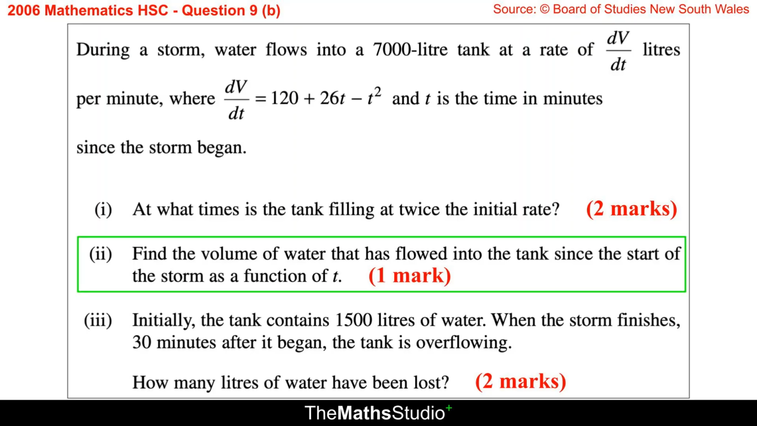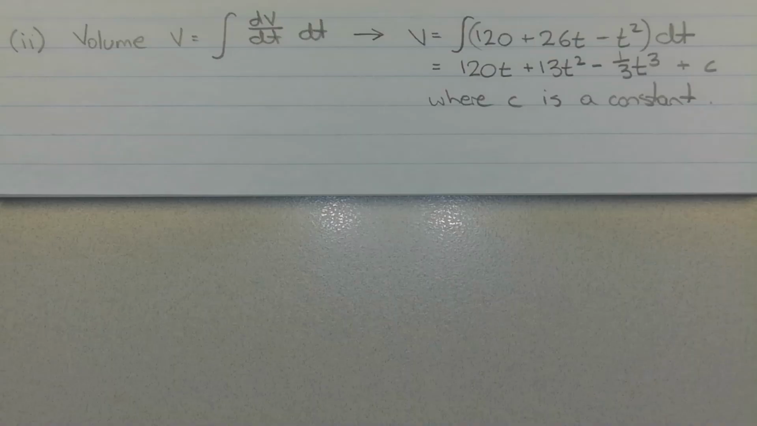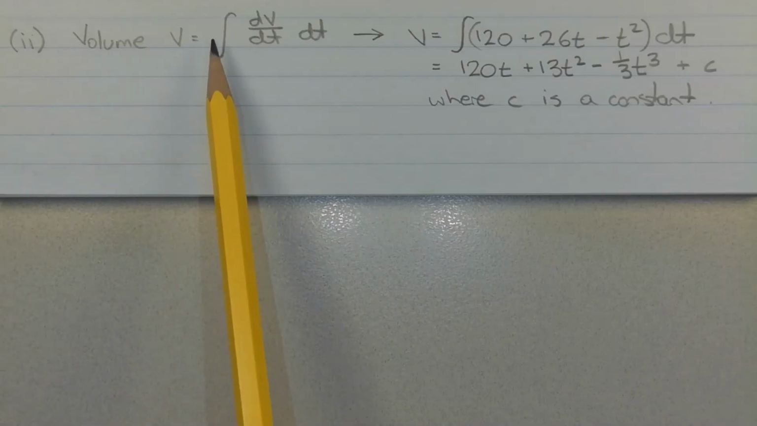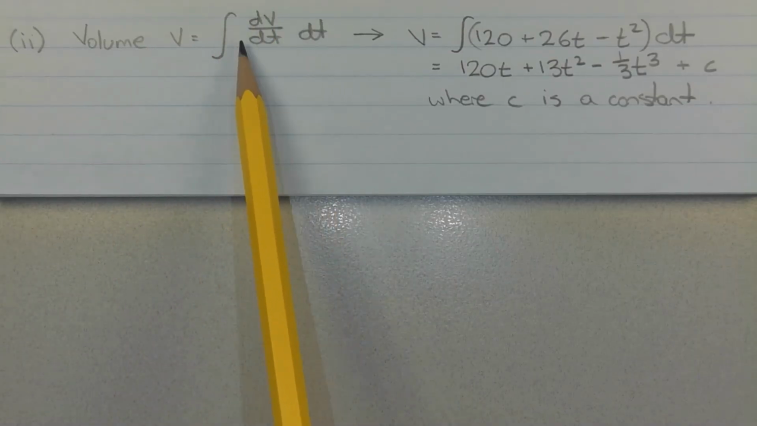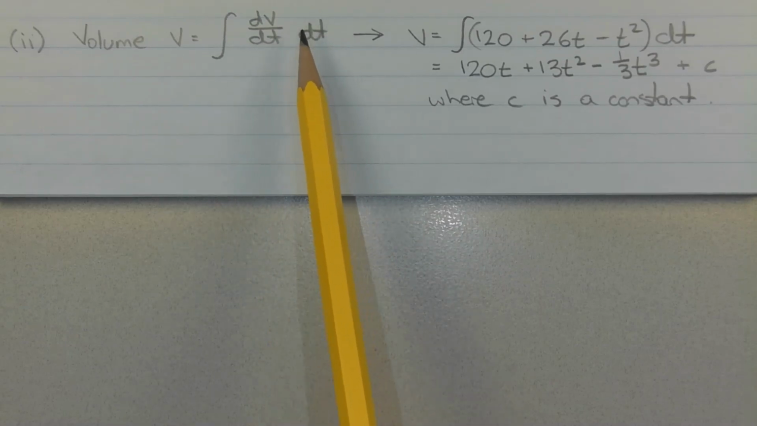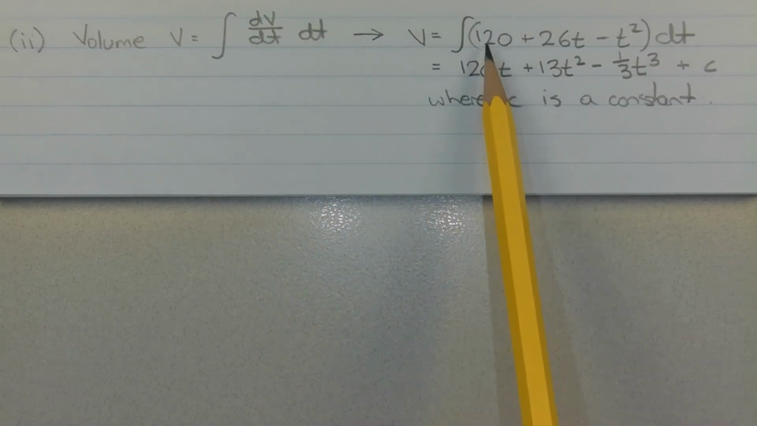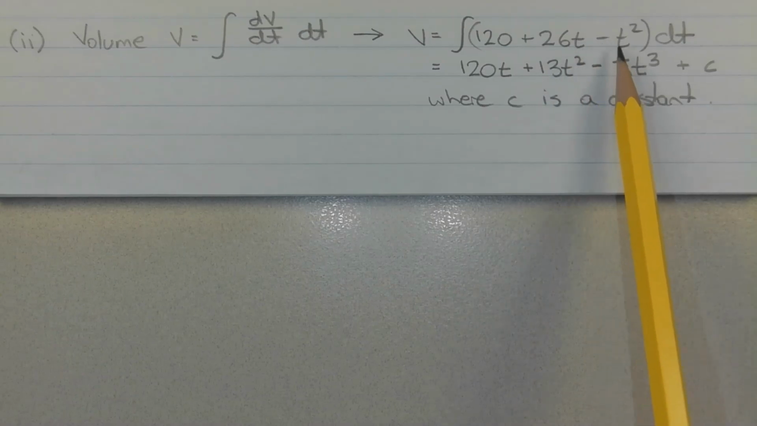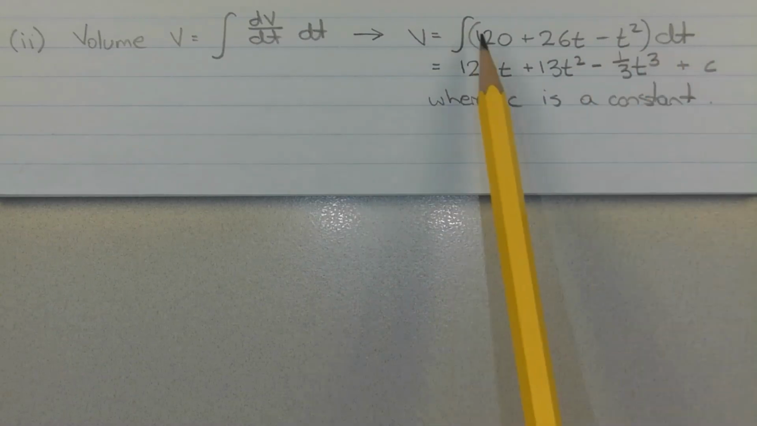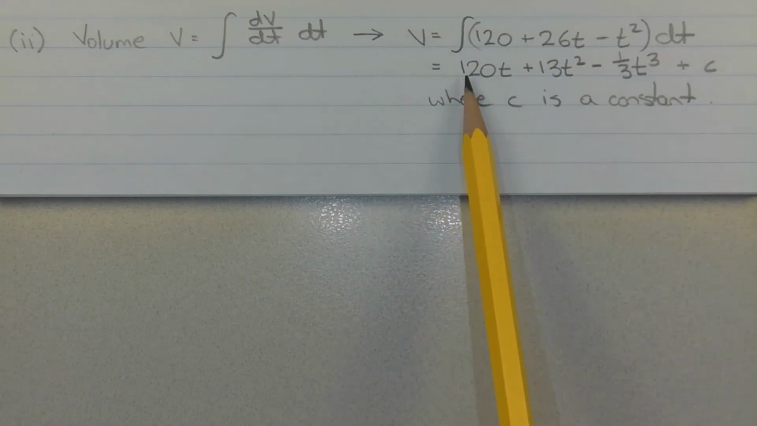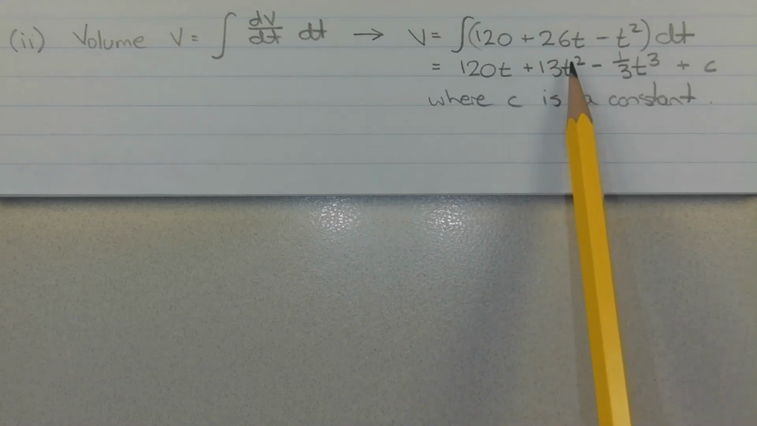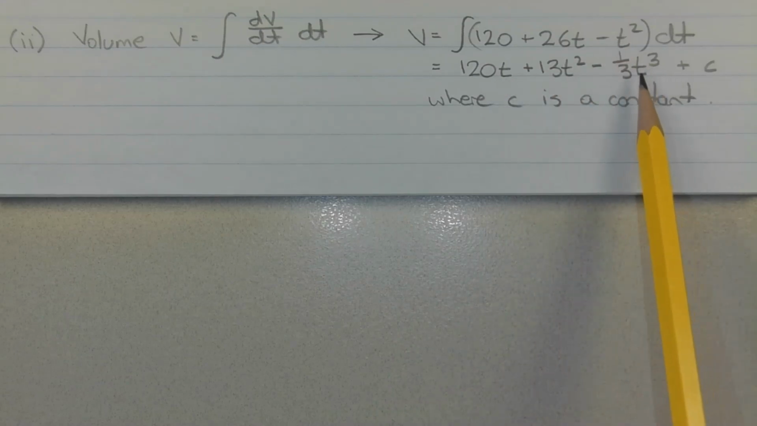Part 2. Find the volume of water that has flowed into the tank since the start of the storm as a function of t. The volume V is given by the integral of the flow rate dV/dt with respect to t. So the volume is equal to the integral of 120 plus 26t minus t squared dt. Performing the integration, we get V is equal to 120t plus 13t squared minus 1/3 t cubed plus c, where c is a constant.